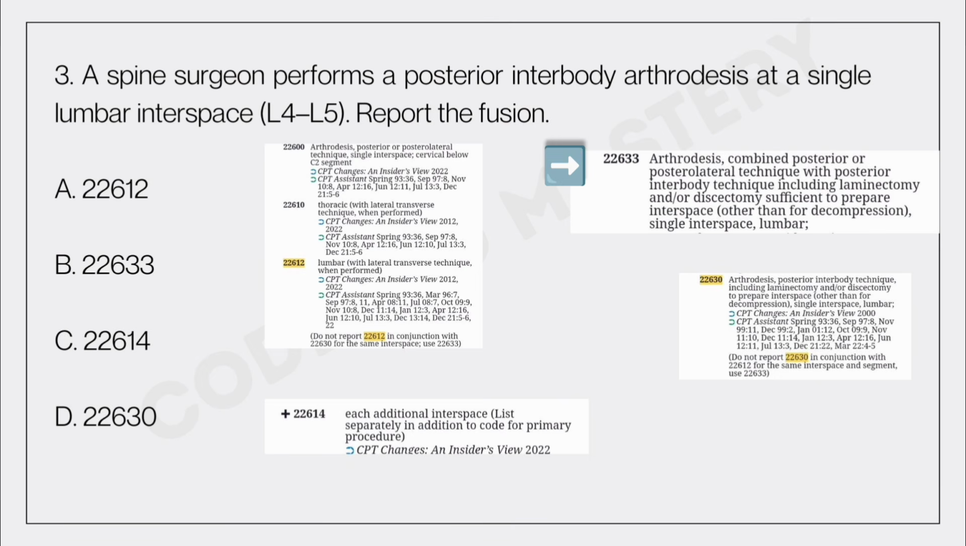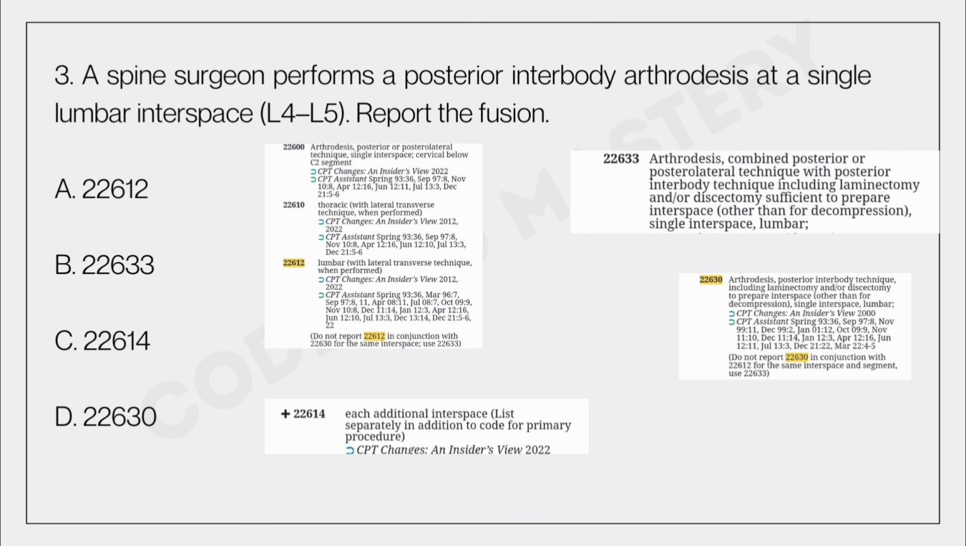22633 is for arthrodesis, combined posterior or posterolateral technique with posterior interbody technique, including laminectomy or discectomy, sufficient to prepare interspace. Single interspace, lumbar. 22614 is for each additional interspace. It is an add-on code. And 22630 is for arthrodesis, posterior interbody technique, including laminectomy or discectomy to prepare interspace, single interspace, lumbar.